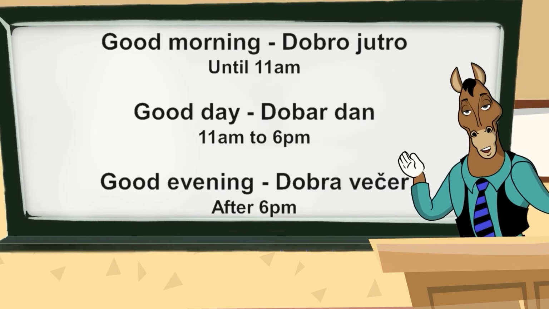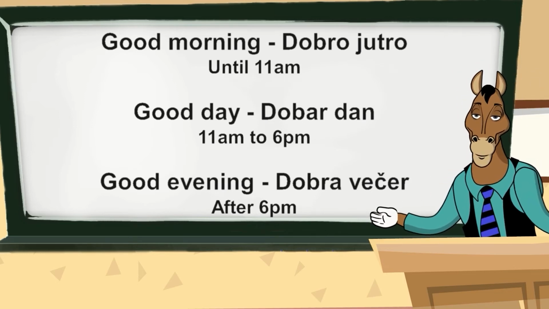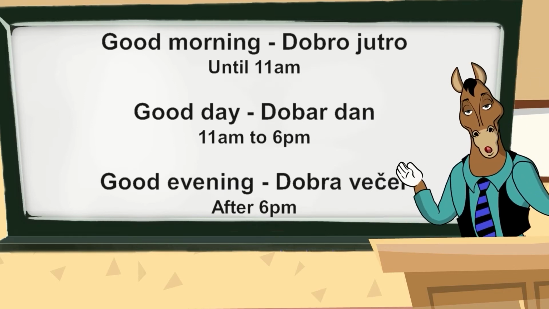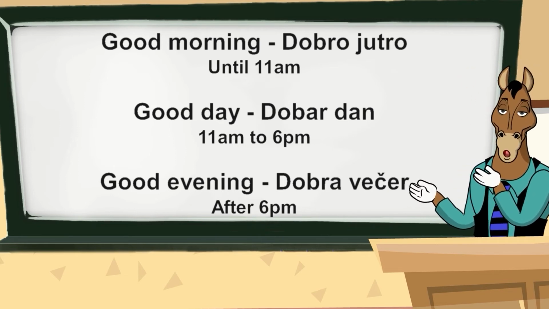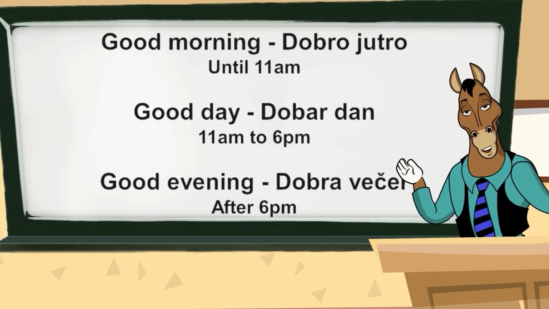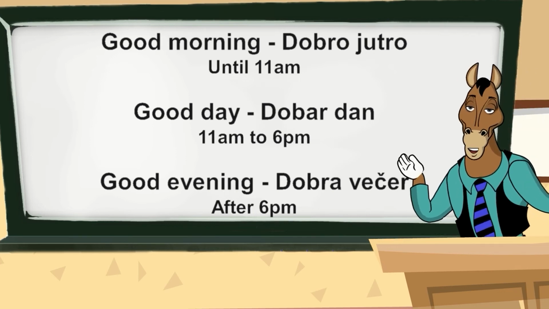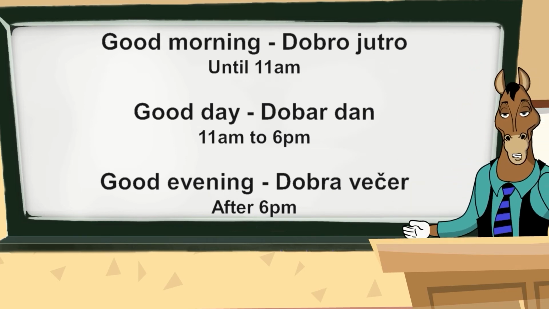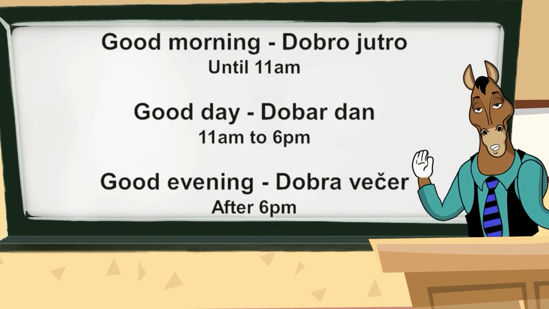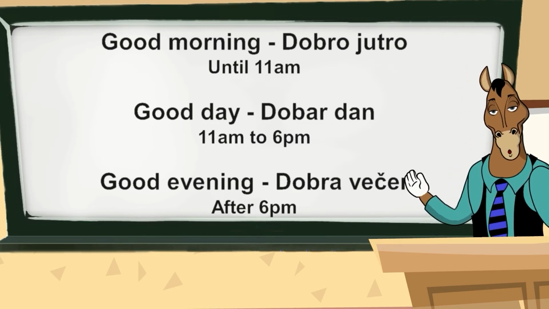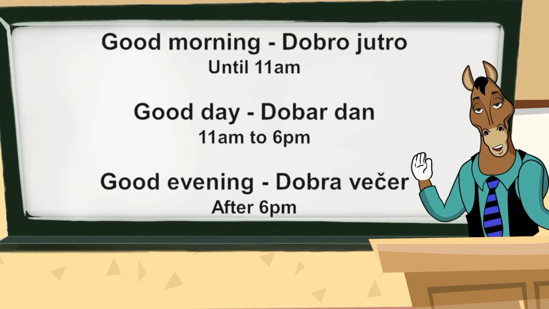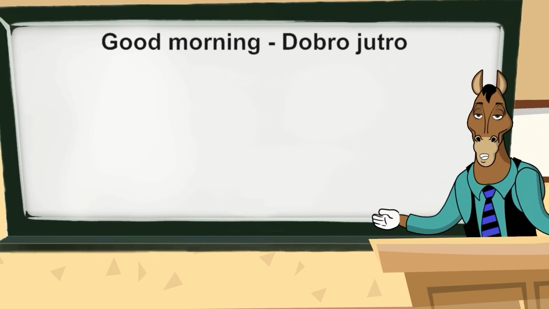Good morning is dobro jutro. This is used until about 11 a.m. Good day or good afternoon is dobar dan. This is used from about 11 a.m. until about 6 p.m. And good evening is dobra večer. This is used from about 6 p.m. onwards. Now let's try saying these.